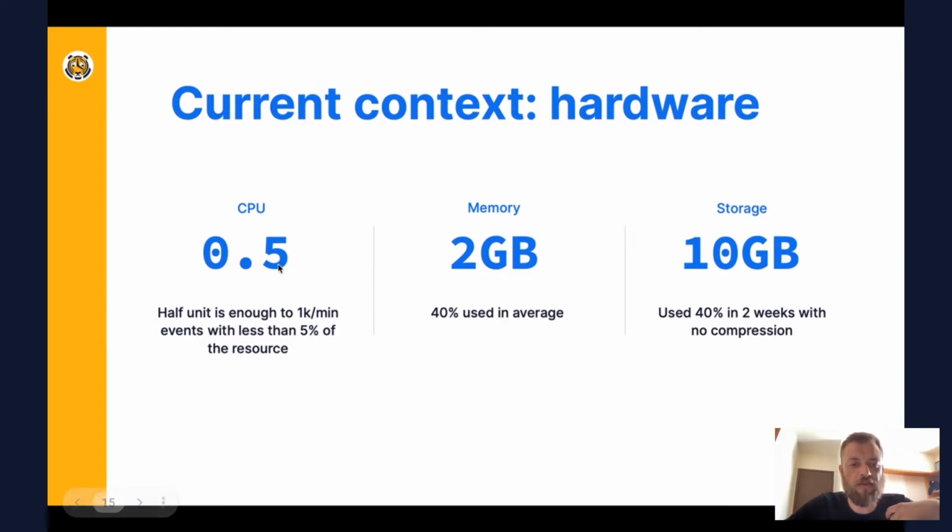What's our current hardware? We are using half a CPU unit, and it's still less than 5% of the CPU being used to do these inserts. And we have 2 gigs of memory, which on average is using just 40%, and we have 40% of 10 gigs, like 4 gigs, being used in 2 weeks with no compression. I also duplicated the table 3 times, so it's around 1 gig, 1 and a half gigs to have these 30 million records.